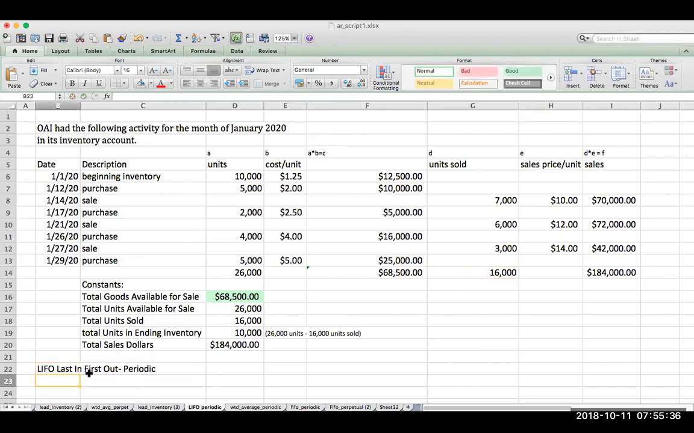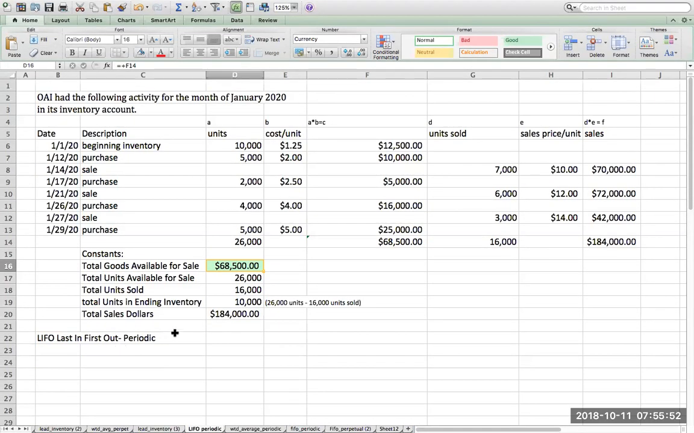And when we're doing inventory costing, remember, we've computed our constants, and we did that in a previous video. We had goods available for sale, total units available for sale, total units sold, total units in our ending inventory, as well as total sales dollars. These numbers do not change, and as we're going through all these methods, we're trying to figure out how much of this $68,500 goes into cost of goods sold, and then the remaining amount goes into our ending inventory.